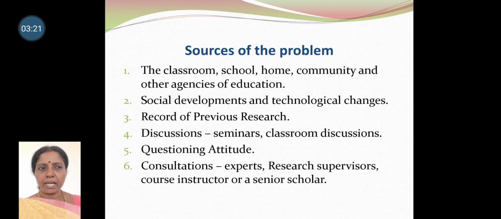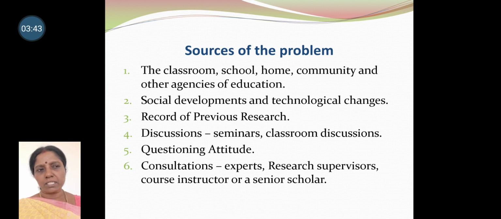The third one is record of previous research. Here also we go for the suggestions given in the dissertations, previous survey books, encyclopedias, and abstracts from the various journals. You can take it as a record and analyze all these things.